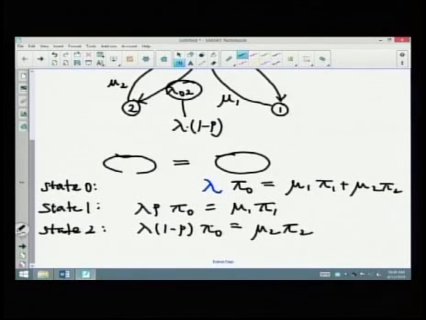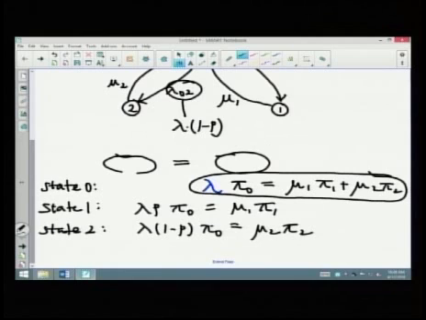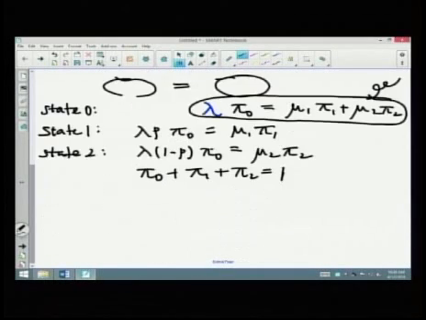And since they are linearly dependent, we just need to choose one arbitrarily to drop. So I'm going to take out the first equation. Instead, we're going to have pi 0 plus pi 1 plus pi 2 equals 1. Okay? So we're going to solve these three equations to determine the steady-state probability distribution. Is that correct?